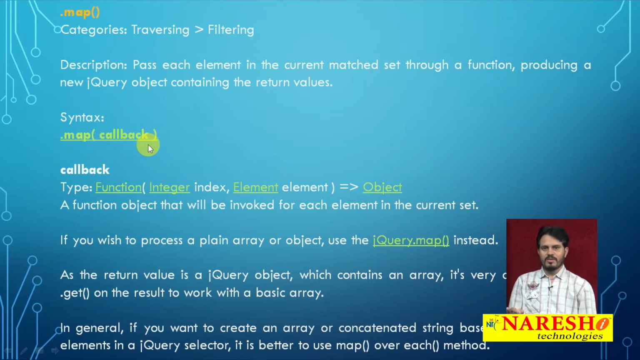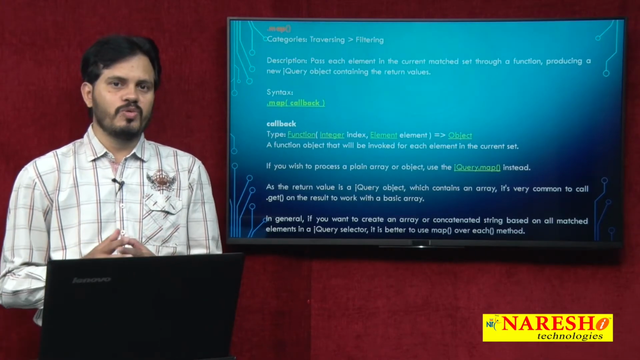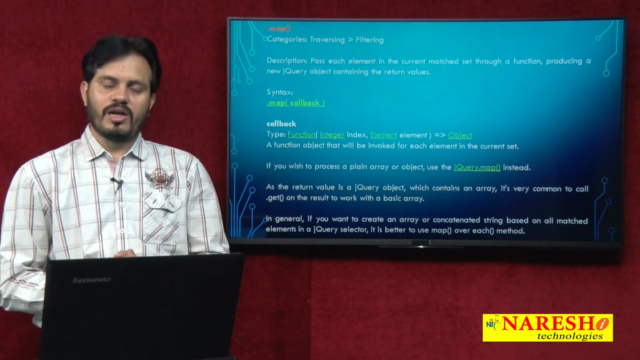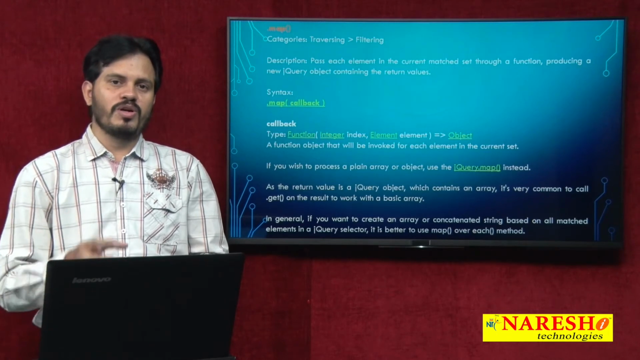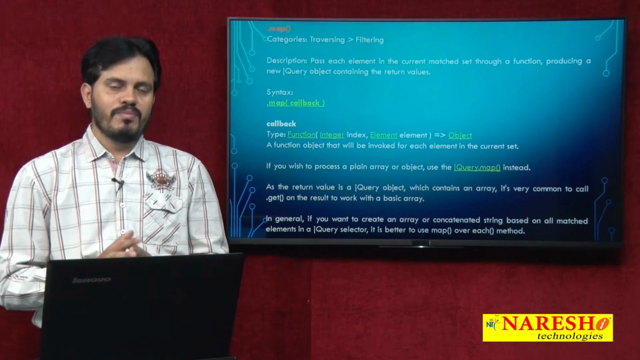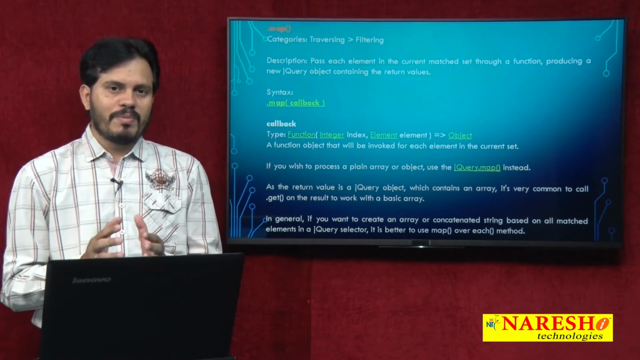Nothing but .map of callback. So map is a method which uses a callback, and here the callback is nothing but a function. The type is a function type, and it uses two parameters. One is an index, one is an element, exactly similar to the each method which we discussed in the previous video session. That is also used to iterate over the set of matched elements.